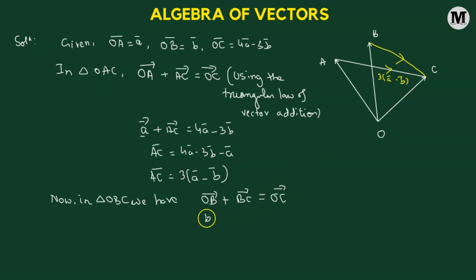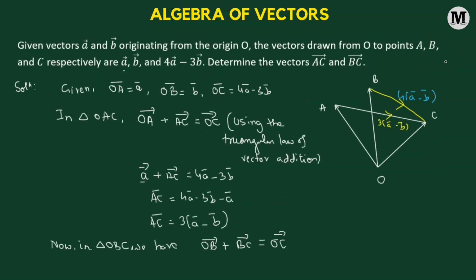Now what is vector OB? That's vector B. So vector B added to vector BC equals vector OC. The vector OC is 4 vector A minus 3 vector B. Solving for vector BC comes out to be 4 times vector A minus vector B. So we have successfully obtained vector BC as well: 4 times vector A minus vector B.